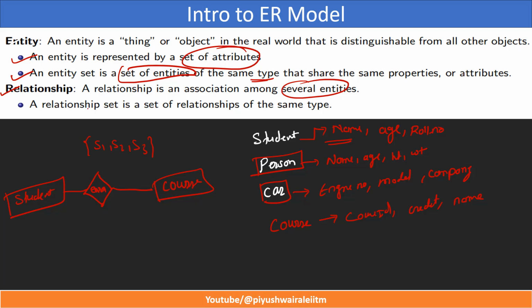So here you can say a relationship set is a set of relationships of the same type, similar to an entity set. I hope you understand what is entity, what is attribute, and what is relationship. This is a common terminology used in ER diagrams, so please remember this. So we have discussed what is entity set, then relationship, then attributes.